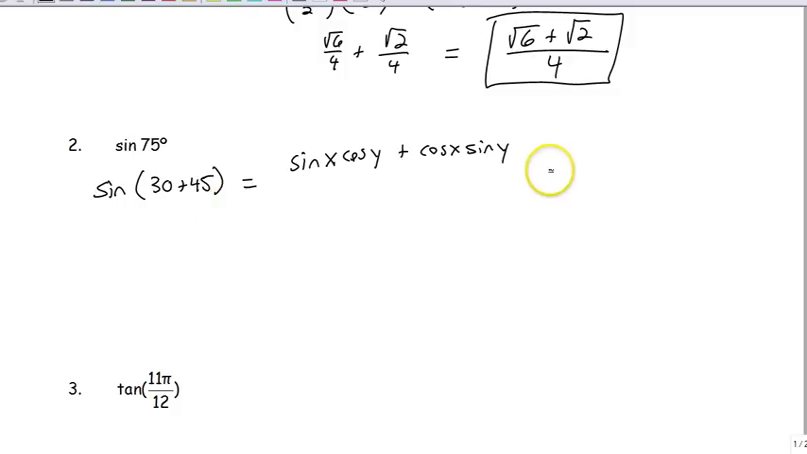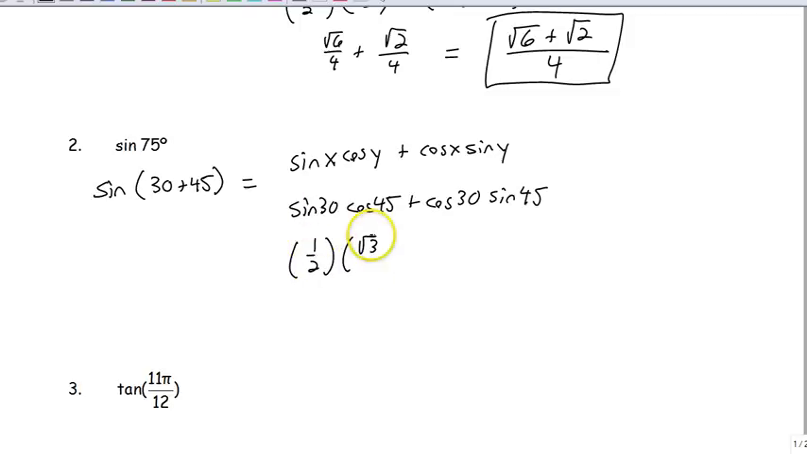Alright, let's see what we got going on here. So we have sine of 30, cosine of 45, plus cosine of 30, sine of 45. Well, we already did sine and cosine of 30 and sine and cosine of 45. It's pretty much the same thing. Sine of 30 was 1/2. This was root 2 over 2 for the 45s.